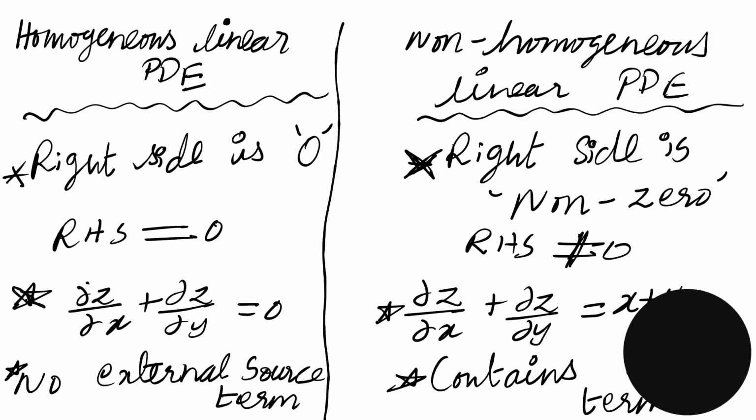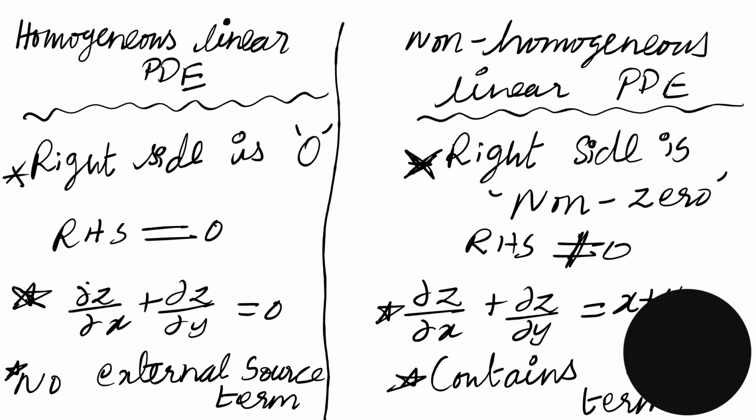Next, a linear PDE is again classified as homogeneous linear PDE and non-homogeneous linear PDE. What is a homogeneous linear PDE? Always the equation's right-hand side is 0. If the equation's one side is equal to 0, we can directly say it is a homogeneous linear equation. A homogeneous linear equation has no external source term, because the external source term usually appears on the right-hand side. So that is non-homogeneous linear PDE.